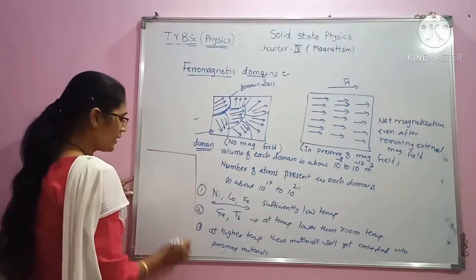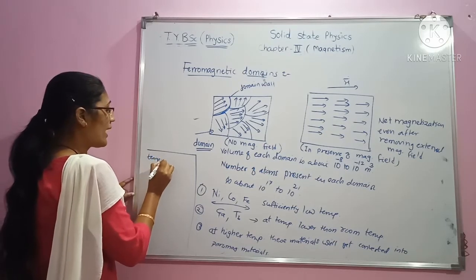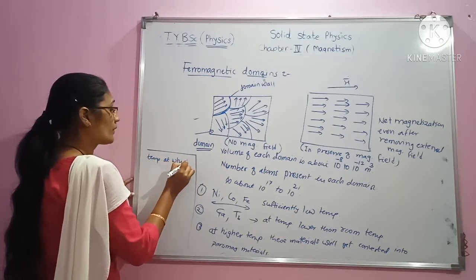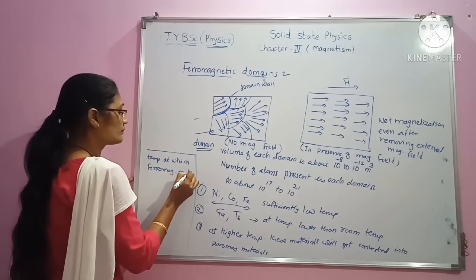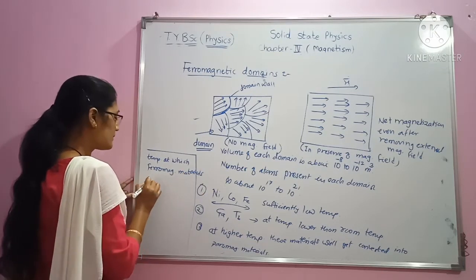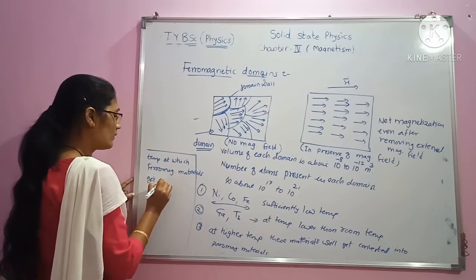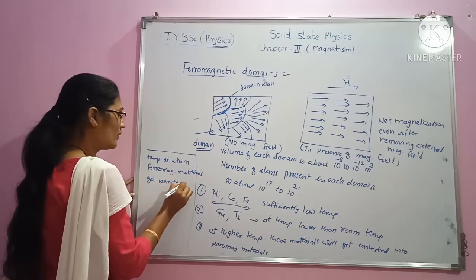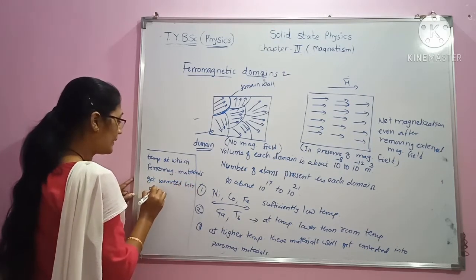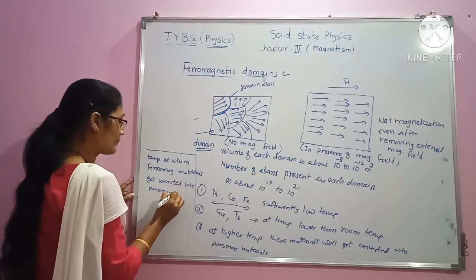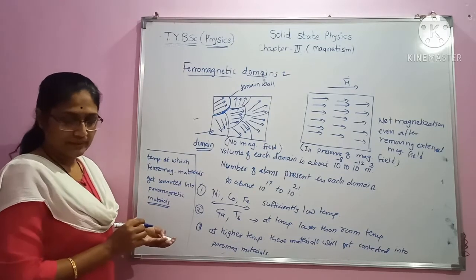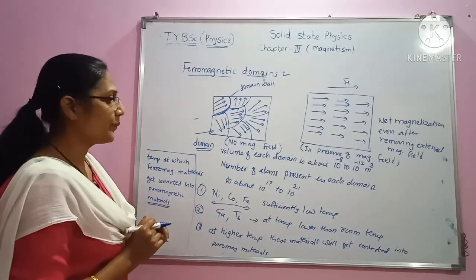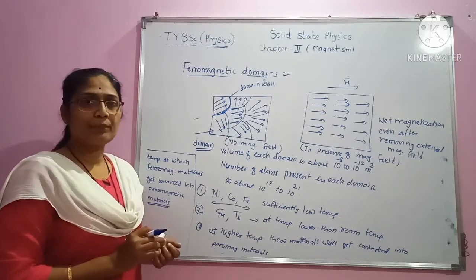What is Curie temperature? Temperature at which ferromagnetic materials get converted into paramagnetic materials. At this temperature, they get converted into paramagnetic materials and it is called as Curie temperature.